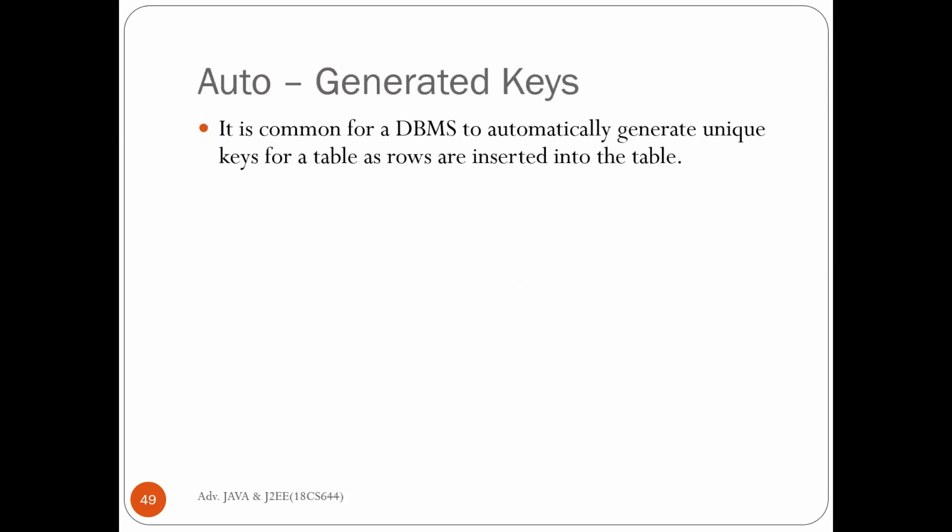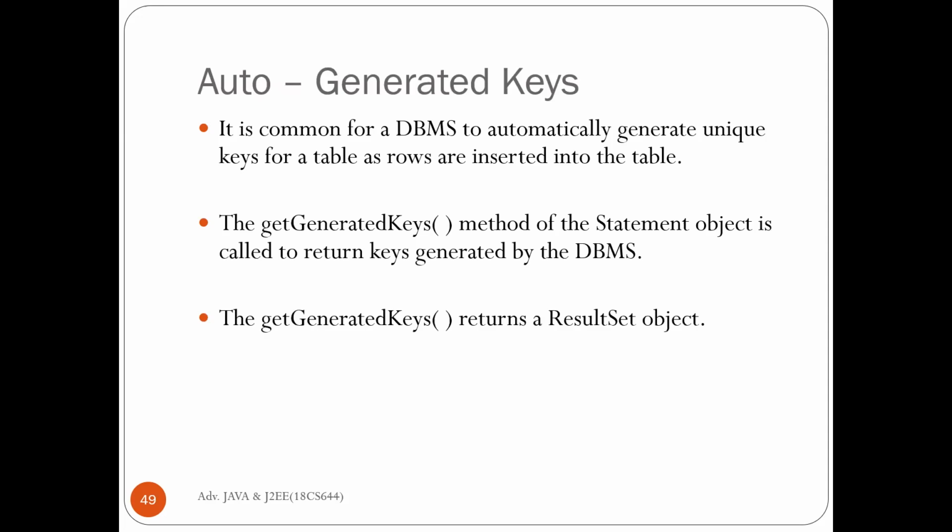So, auto generated keys. It is common in a DBMS to automatically generate a unique key for the table. You might have used these automated keys. If we want to use surrogate keys in the DBMS table, that is, we want the database to generate the unique key for us, maybe a row ID like that, then automatically an integer will keep on incrementing for each row if you have used the auto increment feature. So these auto generated keys can also be used in Java.